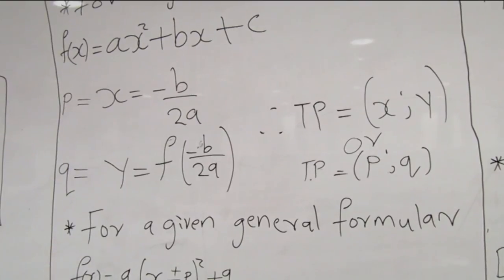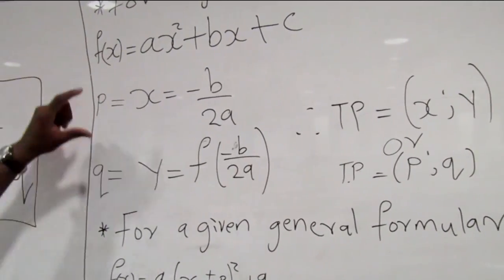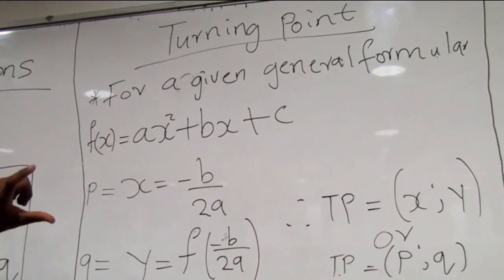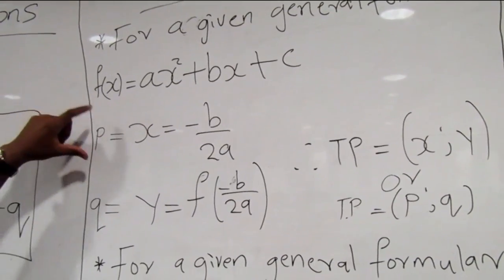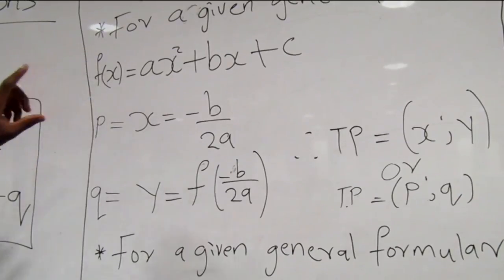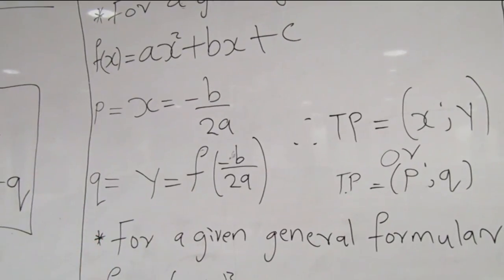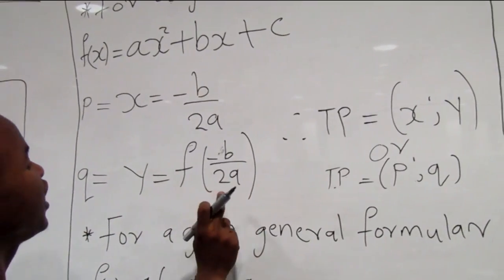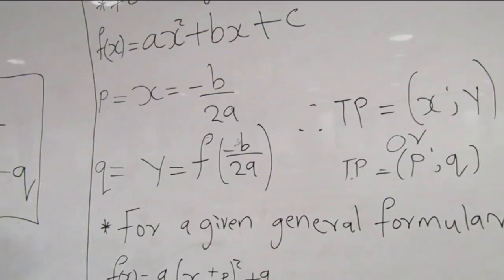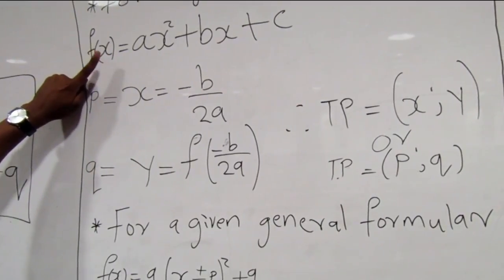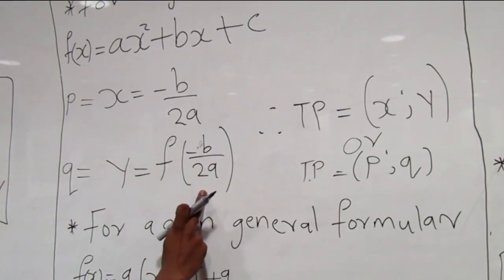Then to get y, which is equal to q, we are going to take the original equation that we are given and substitute the value of x accordingly into the given equation. Then you will get y, as it says: y equals q equals f of negative b over 2a, where negative b over 2a is our value of x that we obtained above. You can compare: here it was x, but when we remove x and put in the value that we obtained here, we get something like this.